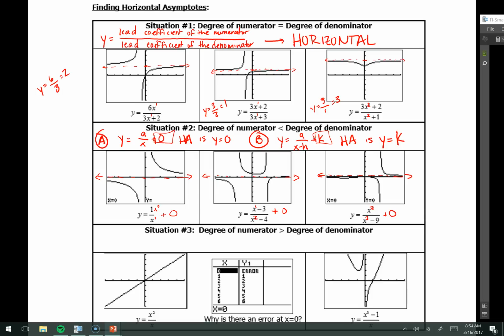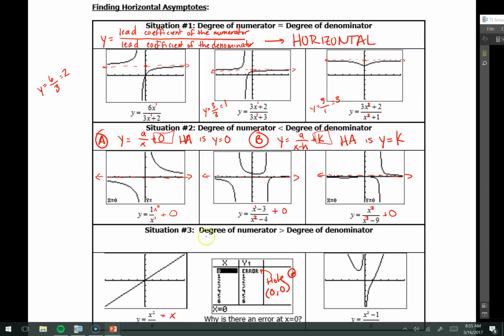The last situation is when the degree of the numerator is greater than the degree of the denominator, like in these two examples down here. Now, the good news is that we are not going to have a horizontal asymptote in these situations. There's going to be something a little bit more complicated going on that you're going to learn about in a future math class. I do want to point out for this example here, y equals x squared divided by x. Do you see how the x's divide out and that's equal to just x? That means that there is a hole at 0. So that's why you're getting this error message here. There is a hole at that point because it divides out.